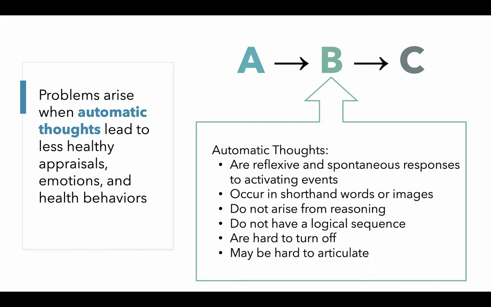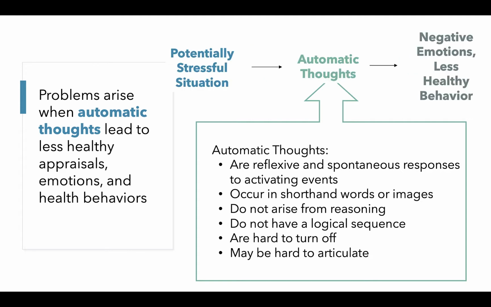They can also be very hard to turn off because they're automatic, they're reflexive, they're things that we don't even know that we're thinking until the thoughts are in our head. They may also be very hard to articulate, which may make it difficult for a patient to ask for the help they need if they're having a hard time articulating how they're responding to the events in their lives. So let's think through what this might look like in real life and how it could be fixed with cognitive behavioral therapy.